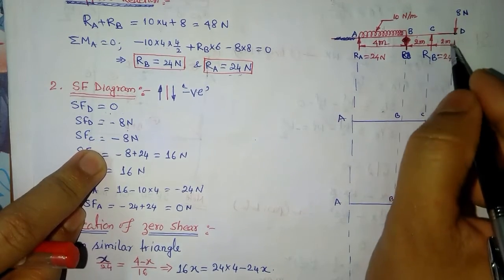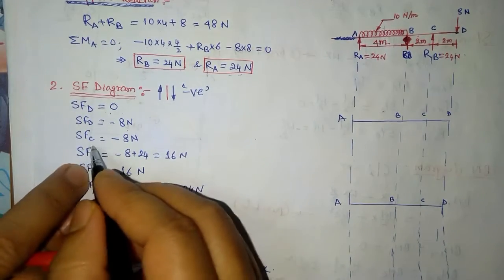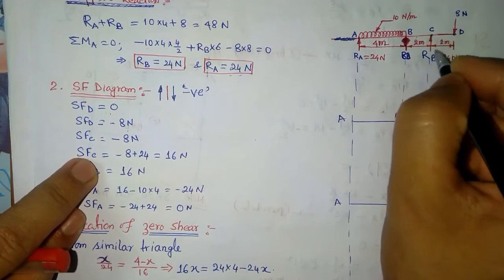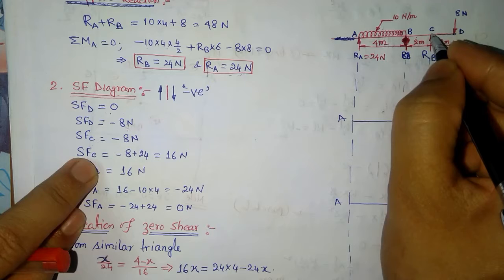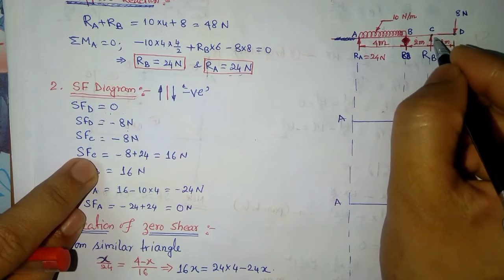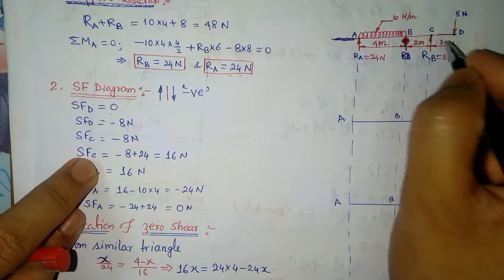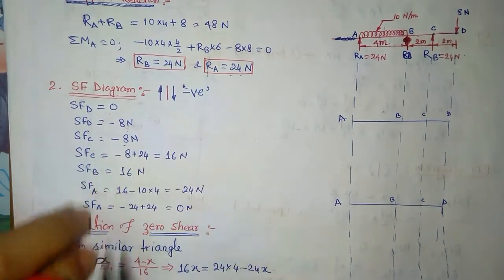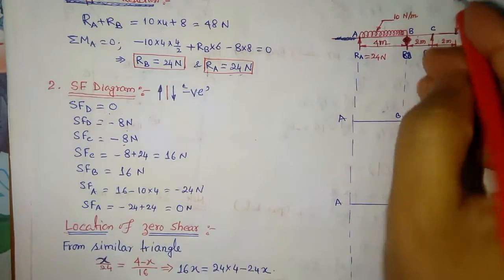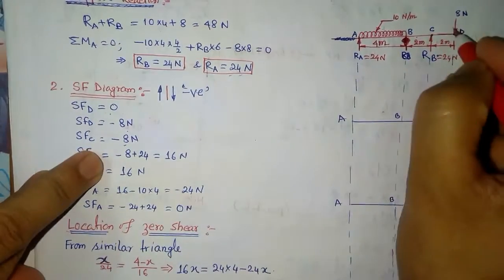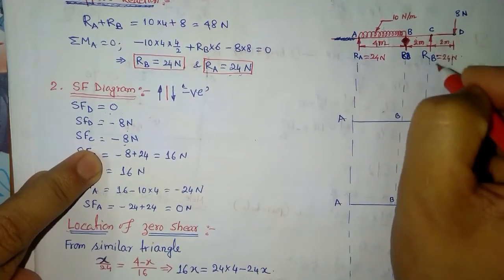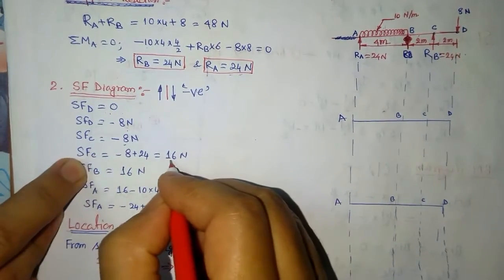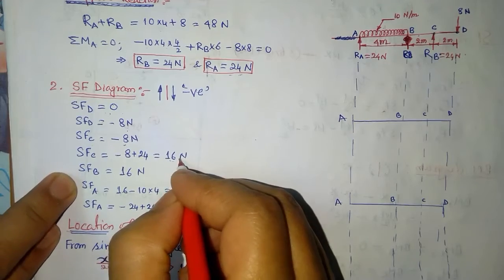Okay, so this SFD we got. Now we have SFC, that means at this point. There is an upward point load, so we will not consider it at first. So SFC at this point, since in between there is no load, is minus 8 Newton. Next we will see again SFC. So SFC is minus 8 plus 24. Because 24 is upward, so plus 24, this gives 16 Newton.